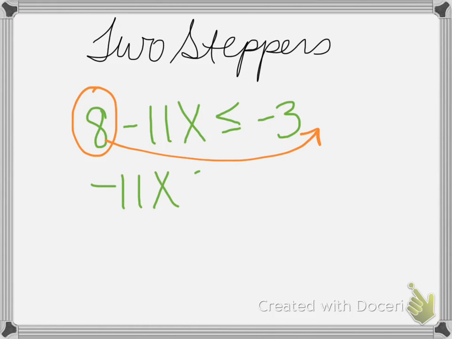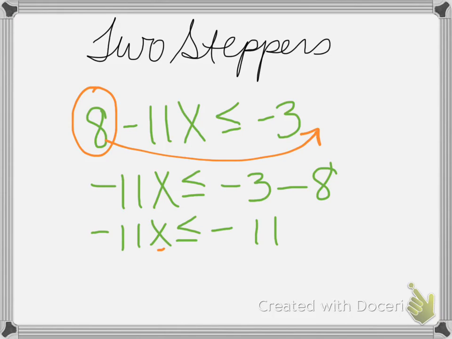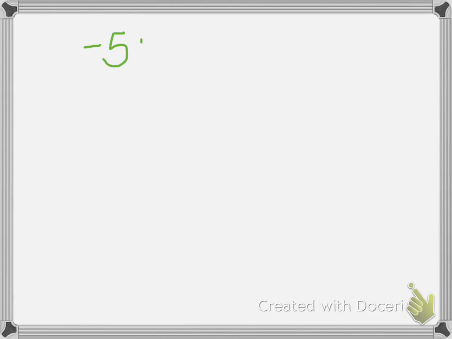So let's rewrite it out. Negative 11x is less than or equal to negative 3 minus 8. Negative 11x is less than or equal to negative 11. Divide both of those sides by 11. And x is less than or equal to 1.